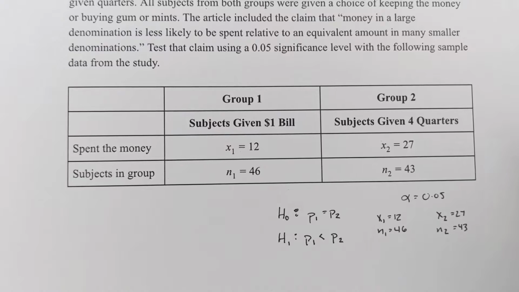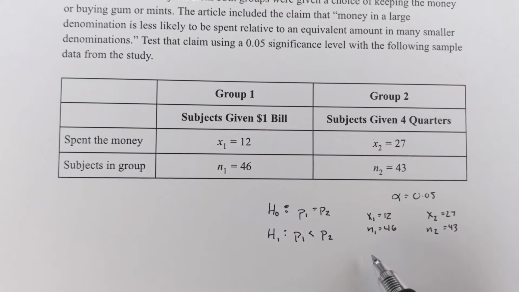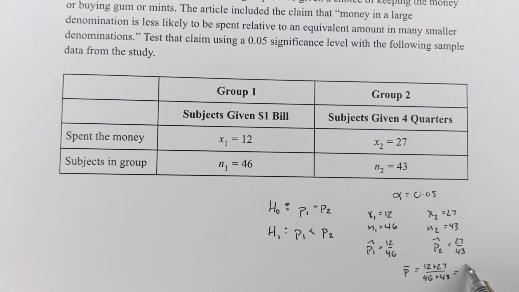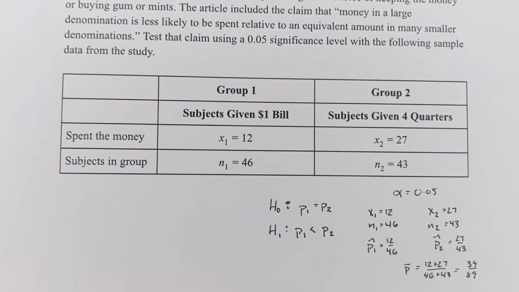Okay, so let's see here. We need to figure out p1 hat, which is 12 over 46. We need to figure out p2 hat, which is 27 over 43. We need to figure out p bar, which is 12 plus 27 over 46 plus 43. So that's the pooled proportion, which would be 39 over 89.